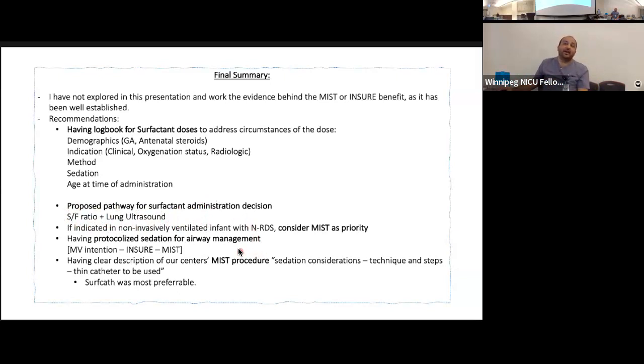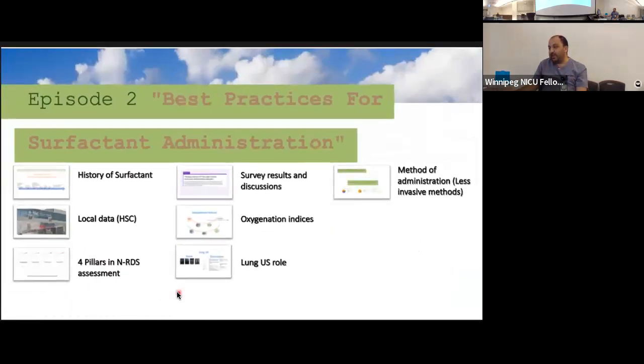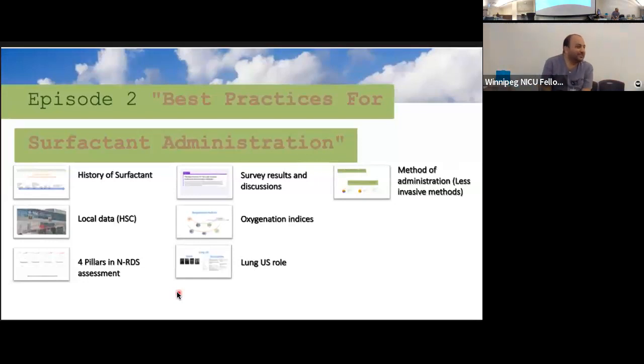And if you want to give surfactant by any method, try to protocolize your premedication for the MIST, to use the steps I have mentioned, and to use SurfCath was the most preferable method. I think I'm done. Thank you so much.